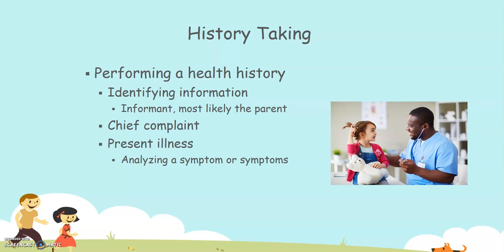In your textbook is box 29.3, and that has a list of all the information that can be gathered in a health history. So I'm not going to go through each and every piece, but do be sure to pay attention to box 29.3. The informant is anybody who is providing the information. It could be the actual patient, a child. It could be a parent. It could be a grandparent, a caregiver.